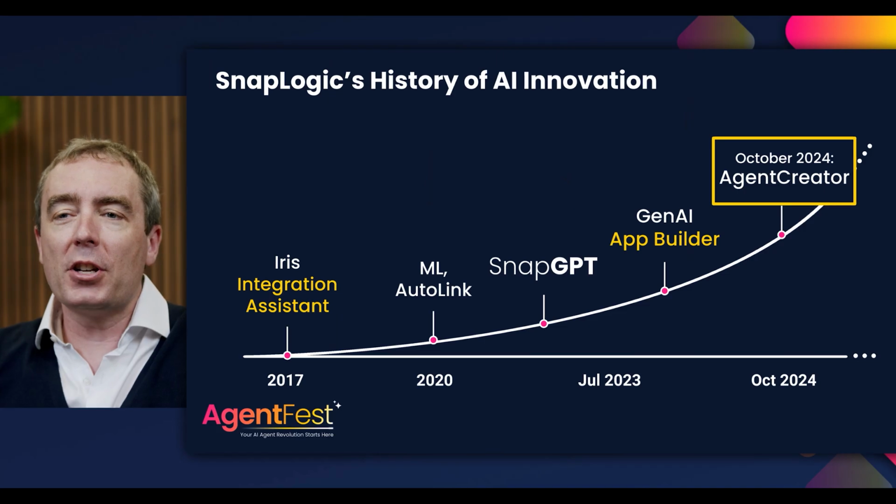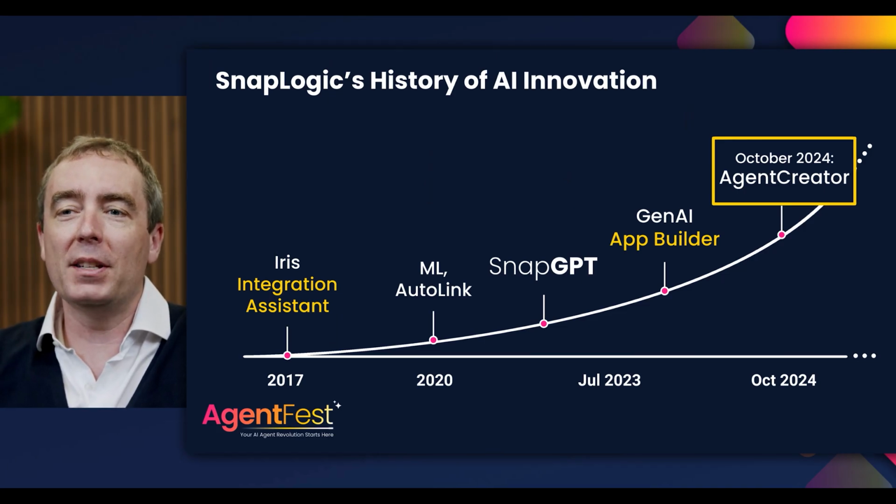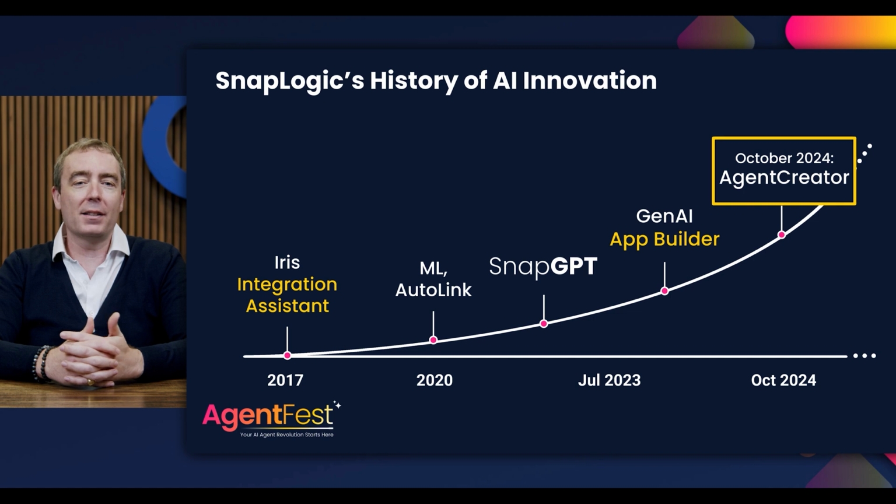So first off, SnapLogic is not new to this whole AI thing. We didn't just wake up when ChatGPT hit all the headlines. We've been doing AI since 2017 when we first introduced Iris. Some of the more long-time users may remember when that was announced. This is basically autocomplete, but for our graphical no-code development environment.